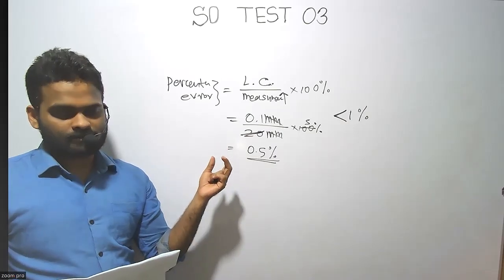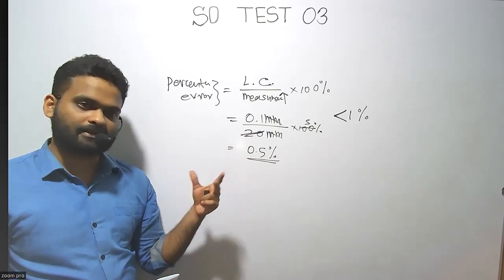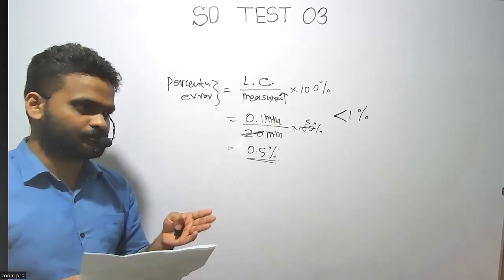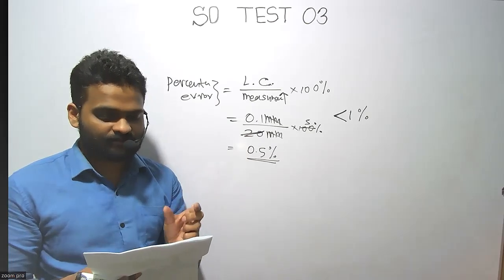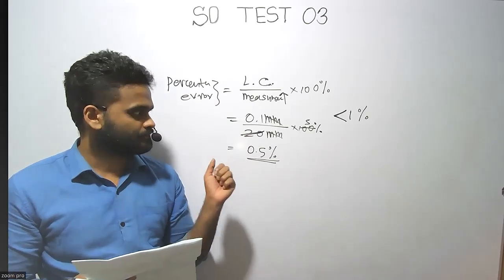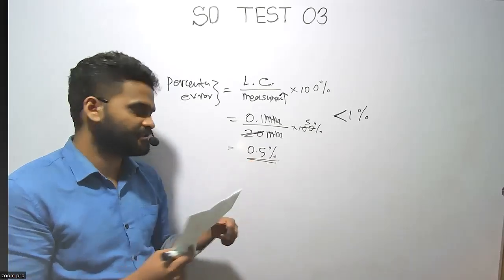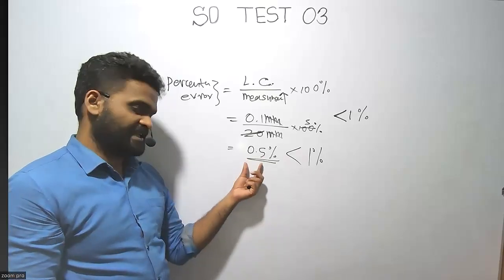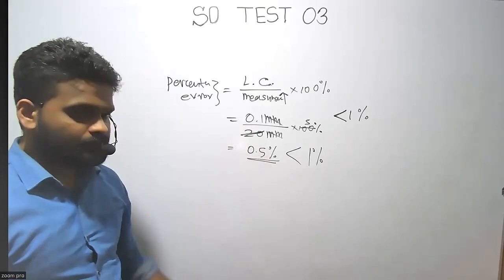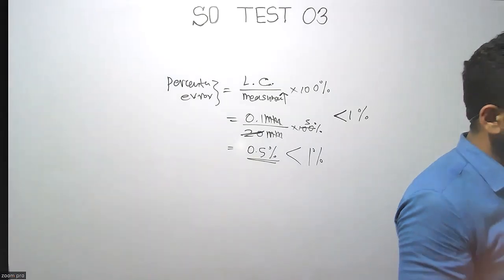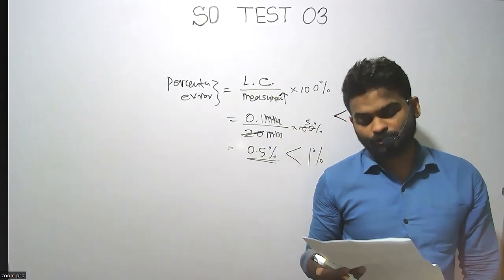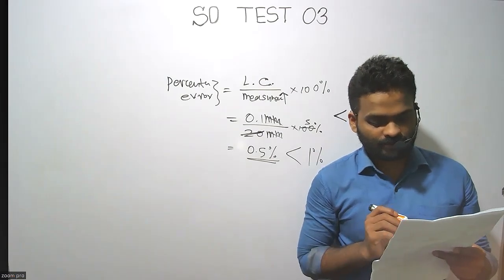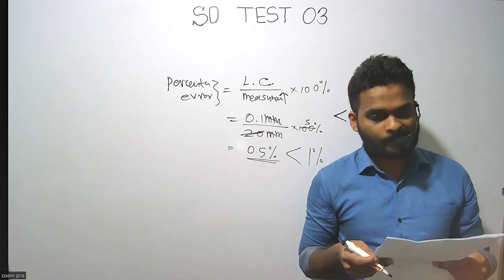So according to this, can we use this? Is it suitable to do this measurement using a vernier caliper? Can we measure 2 centimeters? So percentage error is less than 1%, right? That is 0.5. So obviously we can use a vernier caliper to do a measurement of 2 centimeters, right? So the answer is the fourth one.